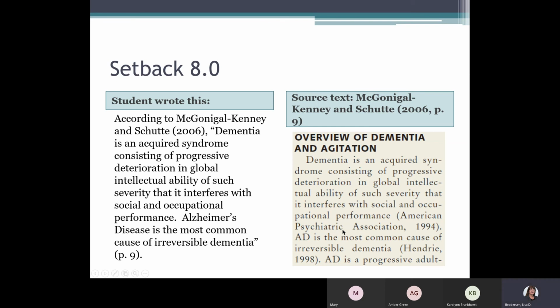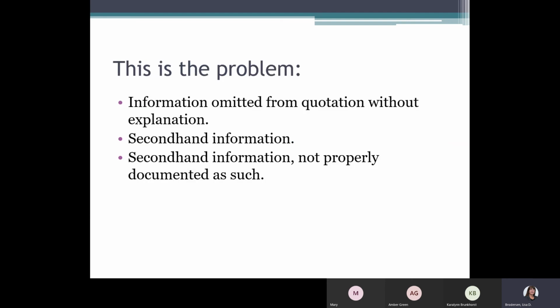And anytime you omit information from a quotation, you have to tell readers that you did that by including ellipsis points. So the authors could have done that, but they still would have needed to indicate that secondhand information was being quoted, and they would need to credit those sources for that information by using secondary source citation. Okay. So information was omitted from the quotation without explanation. Again, the secondhand information was a problem.